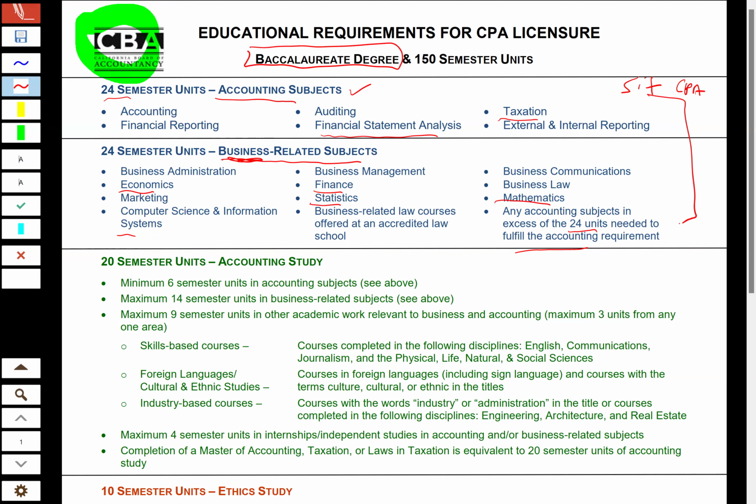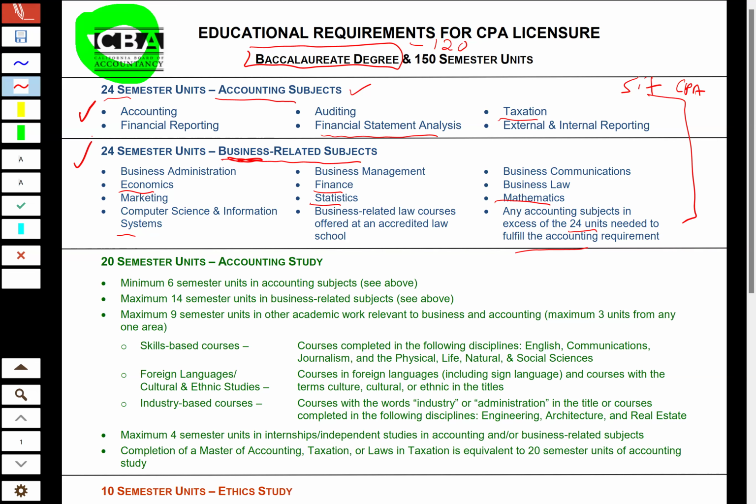All this has to come from accredited schools, of course. You'd have to finish your bachelor's degree, and that bachelor's degree would have to carry with it 120 semester units. Now you're looking and saying, well, how come then I see 150 here? Well, what happens is you use the bachelor's degree. Most bachelor's degrees carry with them at least 120 units. And then of those 120, of course, 24 would have to be accounting, 24 would have to be business related. Okay, so we've seen that.